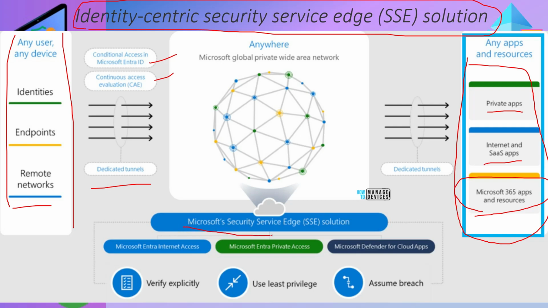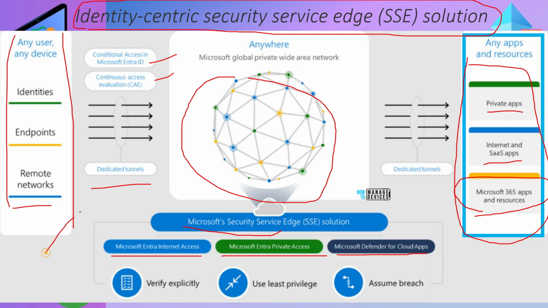So what does the Microsoft Security Service Edge solution do? It consists of three components: Microsoft Entra Internet Access, Microsoft Entra Private Access, and Microsoft Defender for Cloud Apps. It provides comprehensive zero trust security across all applications and resources. It also provides adaptive access and robust data exfiltration controls, and it also provides secure and optimized connectivity to the resources. These are a few highlights about the SSE solution from Microsoft Entra.